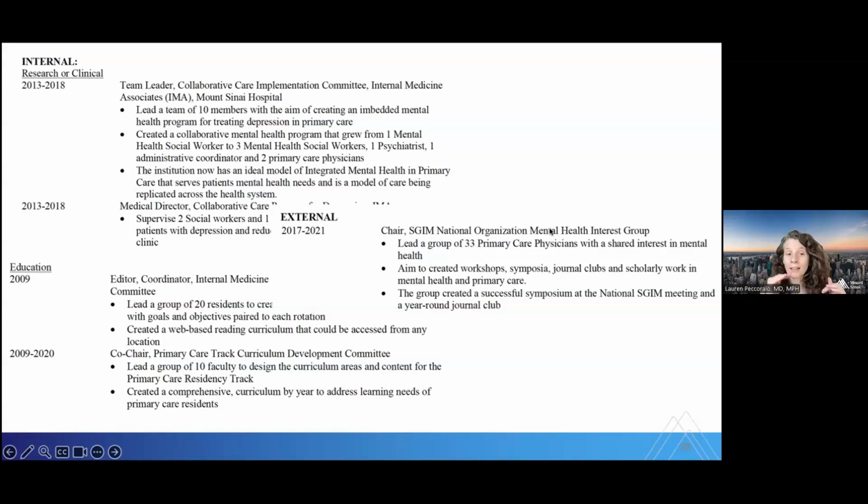So, and again, in this section, you're really actually putting in what you're doing, right? So you should be using your action verbs. What are you doing? And maybe an accomplishment of a committee or a group that you led.